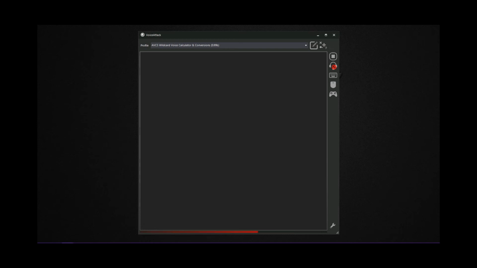I have some basic conversions for velocity, length, and temperature. Every calculation is shown here in the event log, and the full history can be called up as well. Let's test it out.